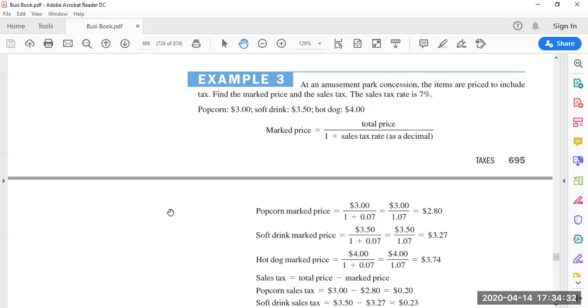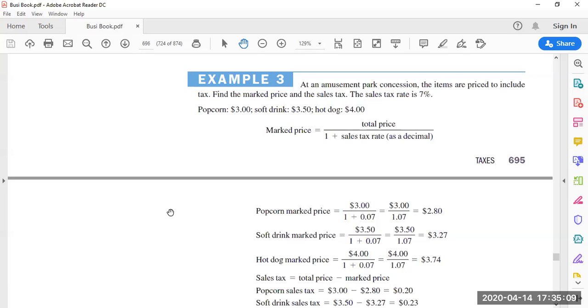Example 3 asks us to take a look at how much you would be paying at an amusement park concession. And they'll give us the total prices and the sales tax rate. And in this case, the price that you pay at the concession stand includes the marked price and the tax. So you pay one price, that is the price you pay. But if you want to find out how much of that price that you paid was marked price, then this is what we need to do.